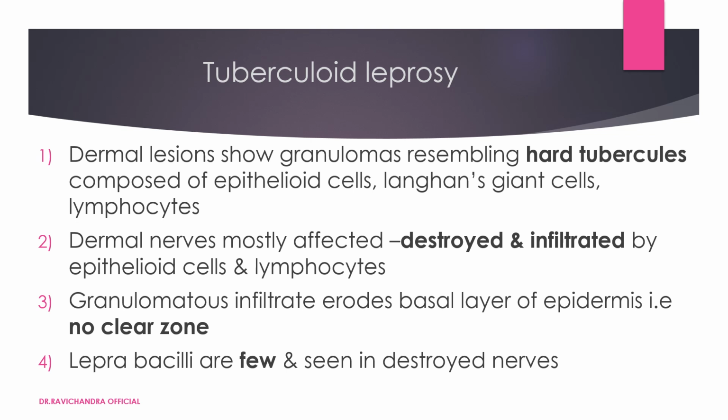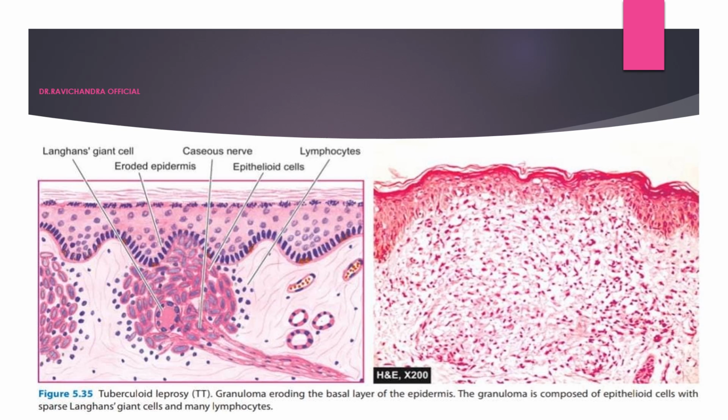Lepra bacilli are few and seen in destroyed nerves. So this is a beautiful picture shown for tuberculoid leprosy. If you observe this, there will be granulomas eroding the basal layer of the epidermis, and these granulomas are made up of epithelioid cells and Langhans cells and many lymphocytes. So lymphocytes are present in tuberculoid leprosy. Eroded epidermis is present in tuberculoid leprosy.